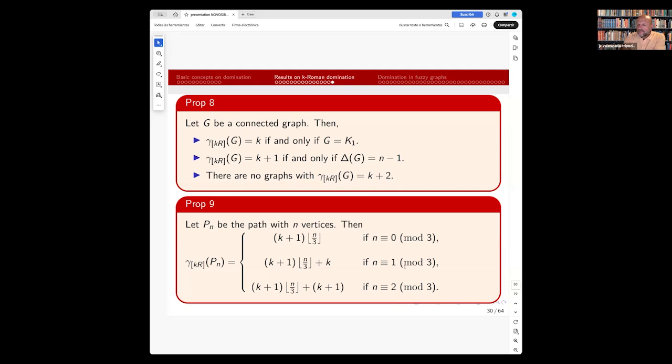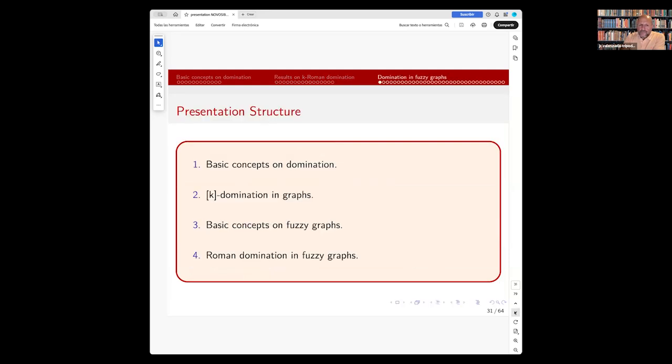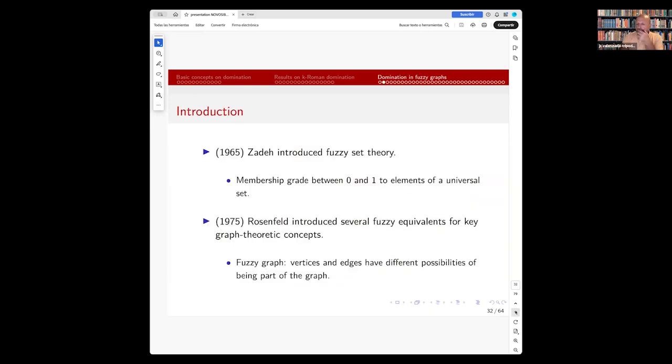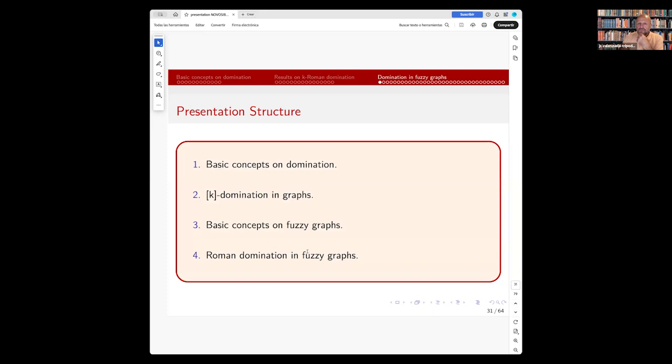Well, I think that this is all I wanted to say about the K-Roman domination number, and I would like to finish this talk with some concepts and some results about the Roman domination in fuzzy graphs.